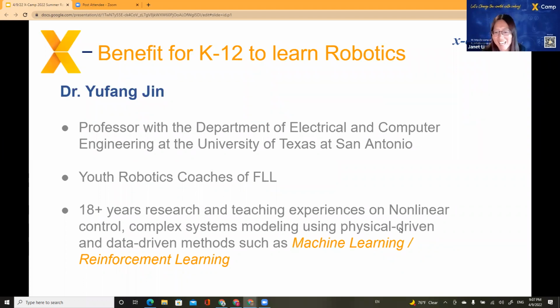So with that, we are very honored to have Dr. Jin as our guest speaker tonight. Dr. Jin is a professor in the Department of Electrical and Computer Engineering at the University of Texas at San Antonio. She has more than 18 years of research and teaching experience. And besides her professional life, she has two beautiful children and she helps coach FLL in her spare time. So let's hear from Dr. Jin on the benefits for kids to learn robotics.